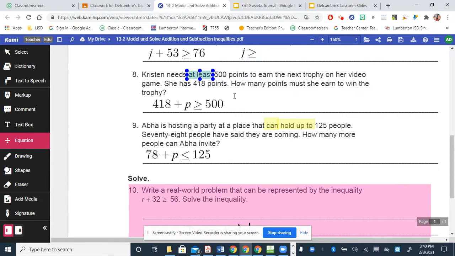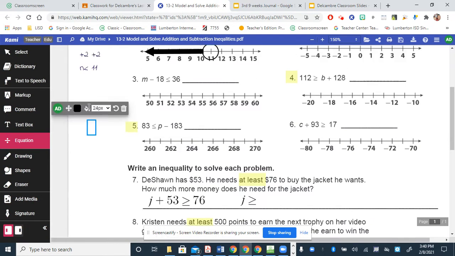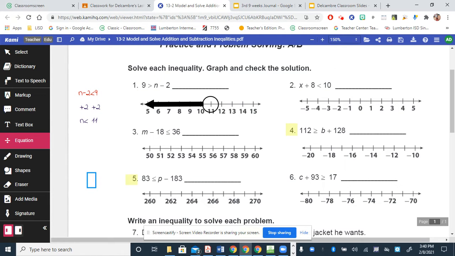So looking at number 1, what I did over here was I flipped it to n minus 2 is less than 9. I added 2 to each side, making n is less than 11. So I put a circle at 11 and it's going to the right. My circle kind of got a little big on me right there.